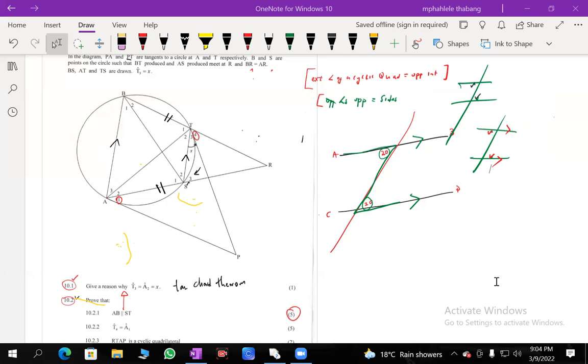Are you winning, Lebogang? Do you think you are getting there? No, it's tough. No, don't worry, don't worry. Rome was not built in a single day. So don't worry, we will eventually get there. Practice makes perfect.